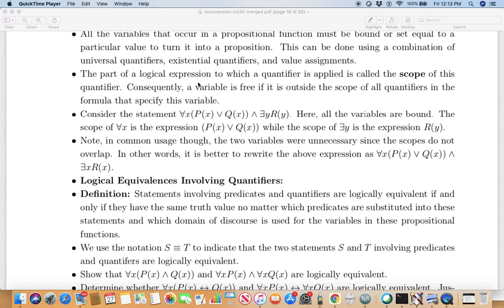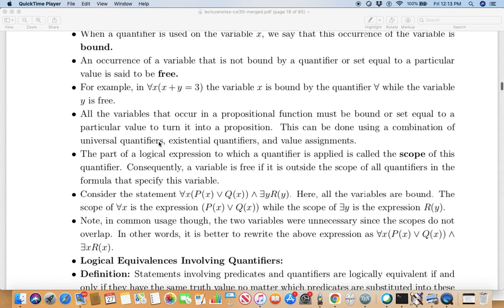The part of a logical expression to which a quantifier is applied is called the scope of this quantifier. Consequently, a variable is free if it is outside the scope of all quantifiers in the formula that specify this variable. So, to be free is to be not bound. Okay? So, the part of a logical expression to which a quantifier is applied is called the scope. A variable is free if it is outside the scope of all quantifiers. Okay.